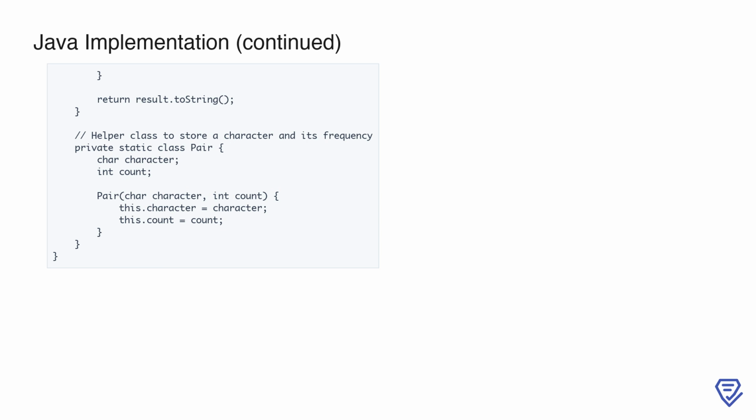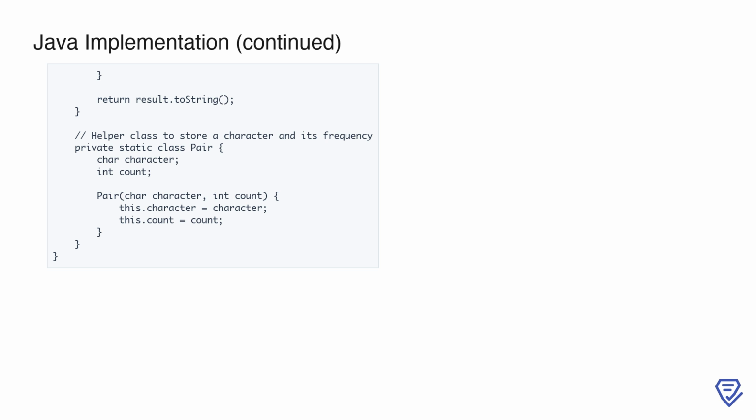After processing all the characters, we reconstruct the final string from the stack. To do this, we use a string builder to accumulate the result. We iterate through the stack in reverse order, appending each character multiplied by its frequency to the result. This step ensures that the characters appear in the correct order and with the right counts. Once all pairs from the stack have been processed, we convert the string builder to a string and return it as the result.